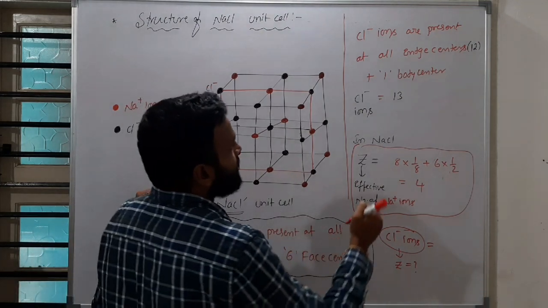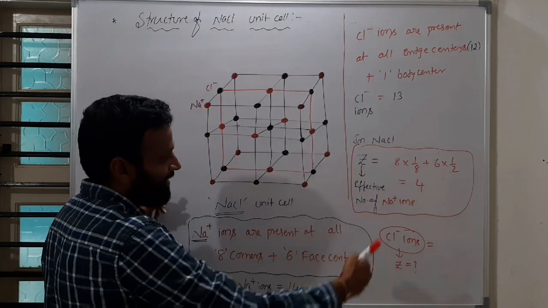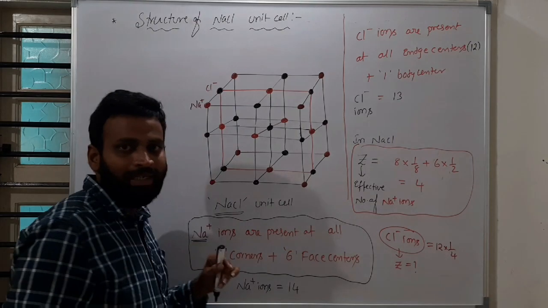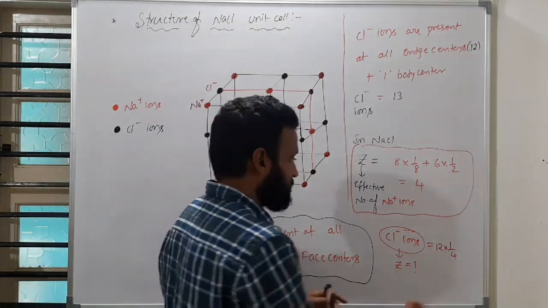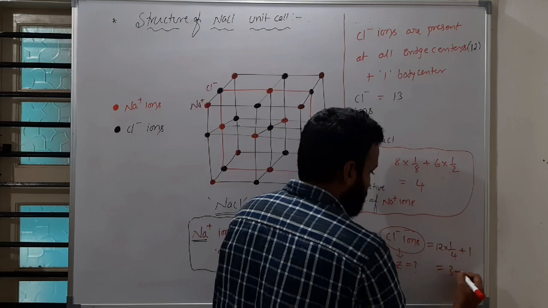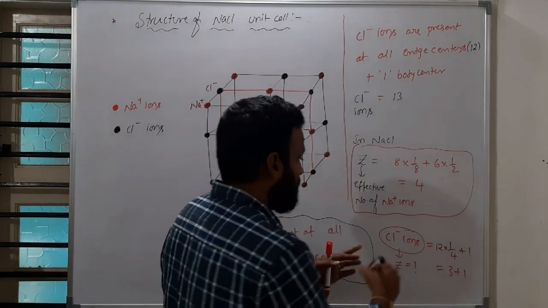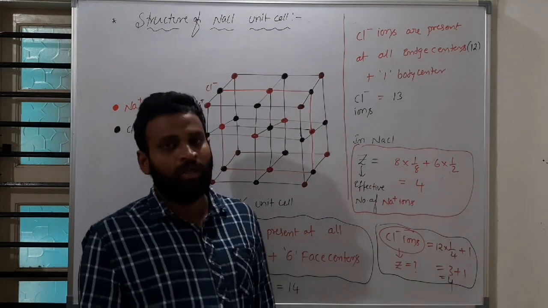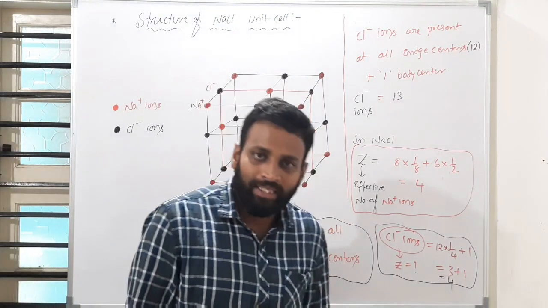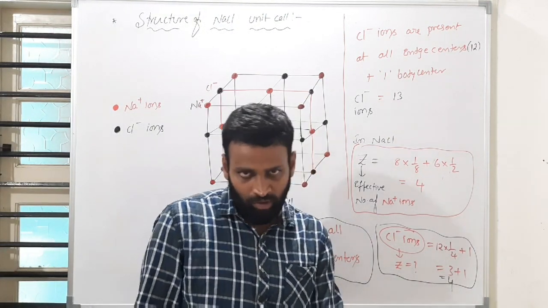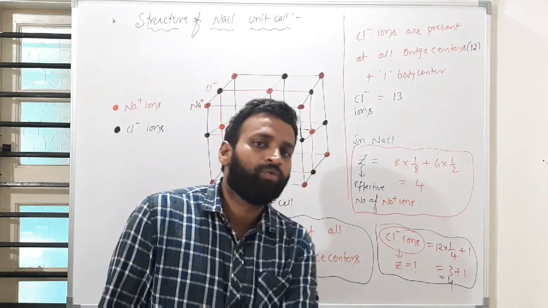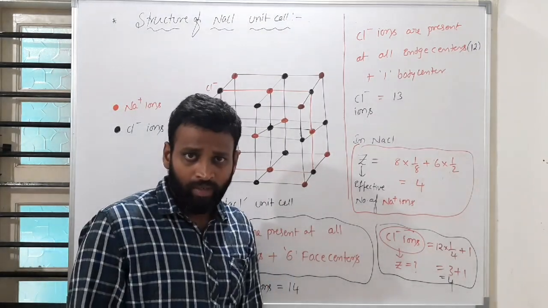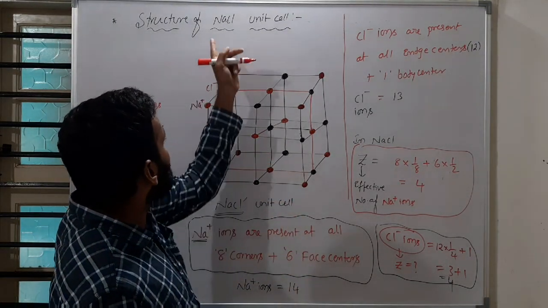So Cl minus ions were present, and how many effective atoms? Here 12 into 1 by 4. I told you an edge center atom is shared by 4 unit cells. So 12 into 1 by 4 plus 1, so here it is 3 plus 1. So the effective number of Cl minus ions is also 4. So in the NaCl unit cell, the number of Na plus ions is 4 and the number of Cl minus ions is also 4. That's why you can change their positions, I am telling. Getting what I am saying? So this is about the structure of the NaCl unit cell.